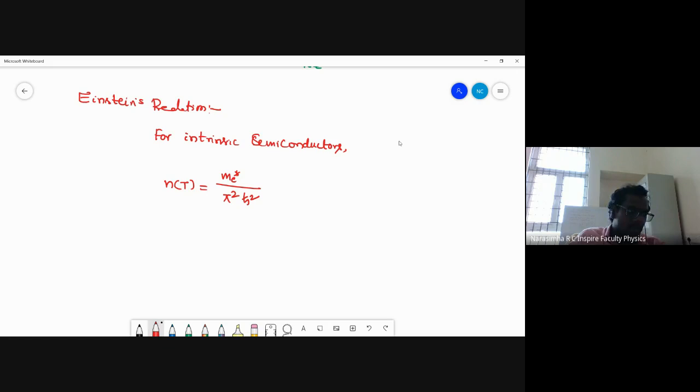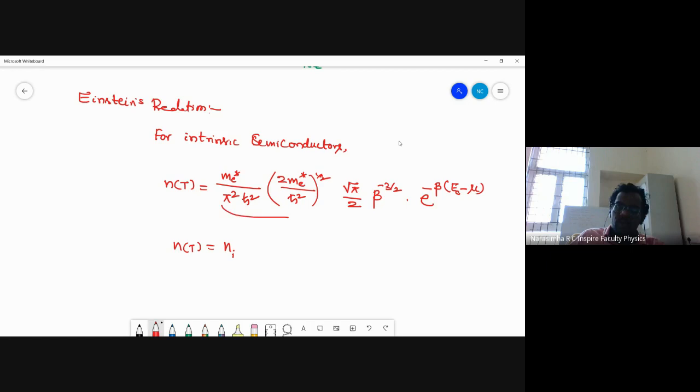Just go back to my previous videos and see. So this is the electron density expression in an intrinsic semiconductor. I'm just using those expressions, where EC is the minimum of the conduction band, where mu is the chemical potential, and m_e star is the effective mass. I think this expression you can write simply as n_i, so this constant I'm treating as n_i, times e to the power of minus beta (EC minus mu). So this is the electron density expression in an intrinsic semiconductor.